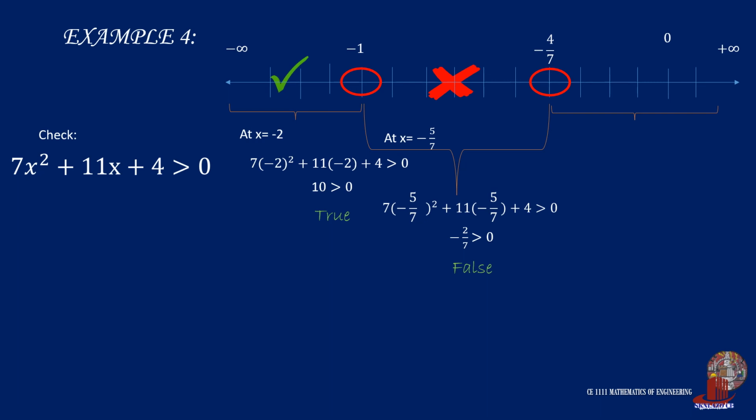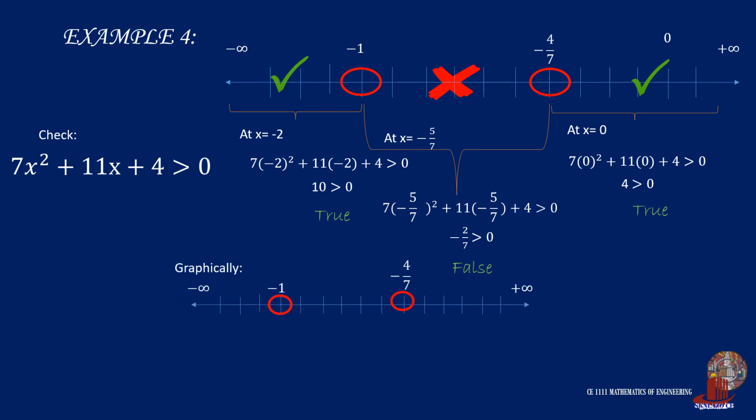The last range falls within negative 4/7 and positive infinity, so we take x as 0. Use this value in the inequality and have 4 is greater than 0, which is again true. Now we can place our values clearly in the number line.